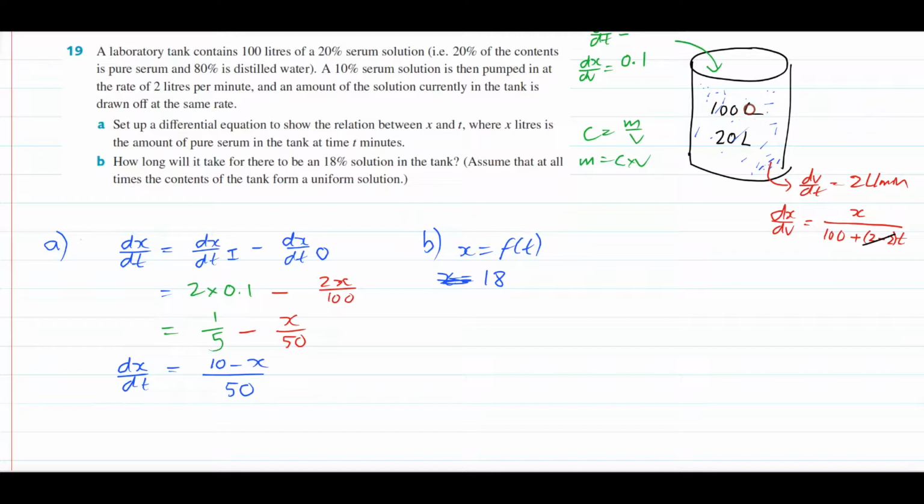That's it, in your 100 liter tank, okay? So it just means your x, the amount of serum in liters in your tank, is 18, so you let x equals 18, and then obviously you let it equal f(t), and then you solve for time. So time will be whatever that is. So that's the traditional way.